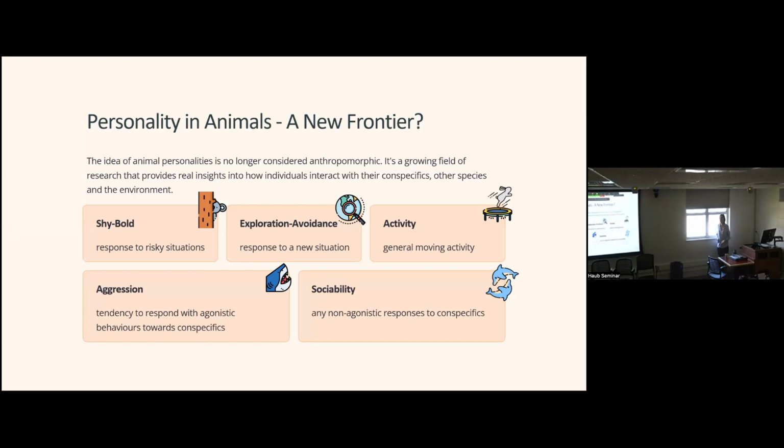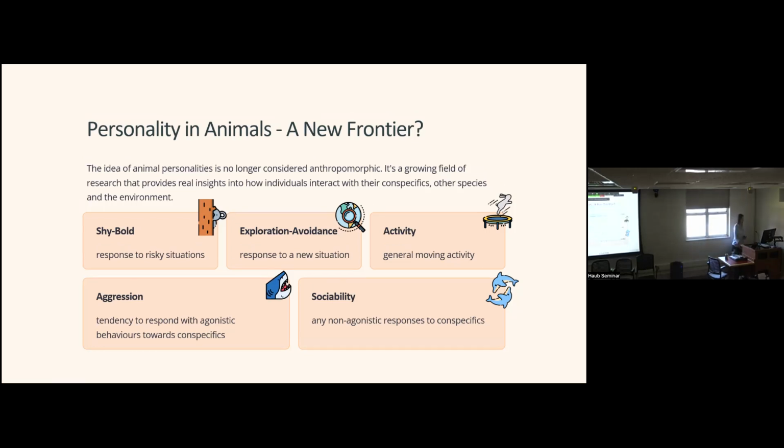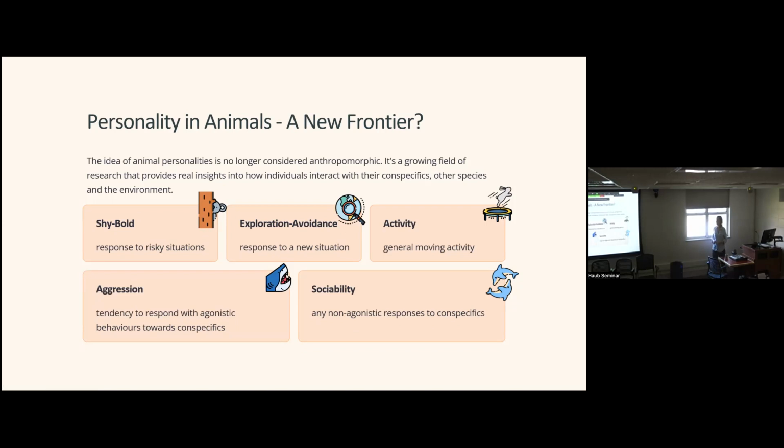And so what are these personality traits? Here are the 5 main personality traits that we generally examine in research. There's going to be a shy-bold continuum. And you can think of even a person, like you can be more or less shy, but it's really just a continuum. There is not a person that can be totally considered shy or totally considered bold. And shy-bold is the response of those individuals to risky situations. Then if we expose an individual to a new situation, we can see what the exploration or avoidance level of that individual is.